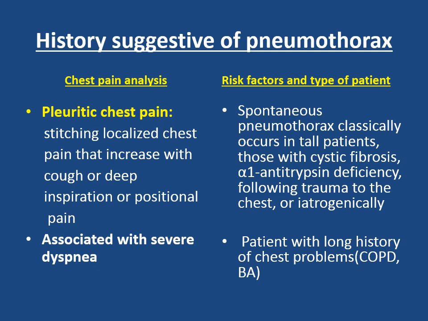What is the history suggestive of pneumothorax? As regards chest pain analysis, we will have a pleuritic chest pain, which means a stitching localized chest pain that increases with cough or deep inspiration or positional pain and is associated with severe dyspnea. As for the type of patient, a spontaneous pneumothorax classically occurs in tall patients, those with cystic fibrosis, alpha-1 antitrypsin deficiency, following trauma to the chest or iatrogenic, or patients with a long history of chest problems such as COPD or bronchial asthma.